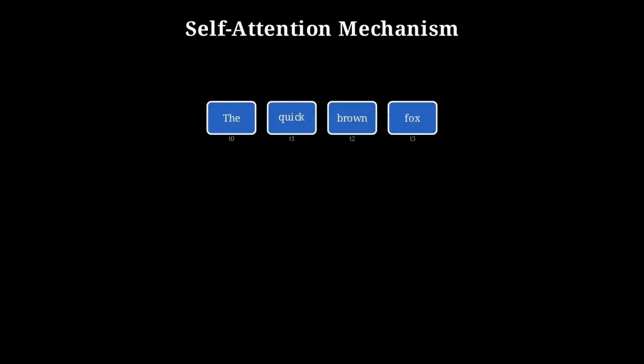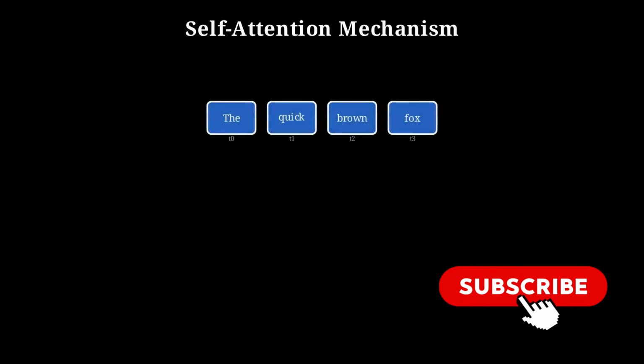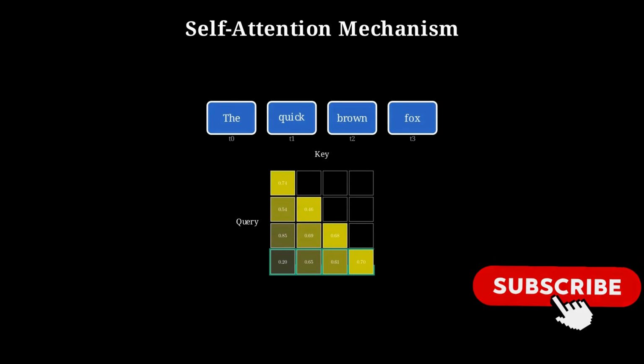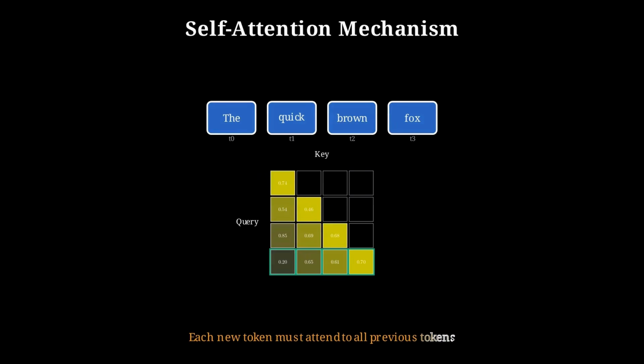Here's how attention works with 4 tokens. The quick brown fox. Each cell shows how much one token attends to another. Notice the causal mask. Tokens can only attend to previous tokens, not future ones. When we generate token 4, we need to compute attention across all previous tokens. That's the expensive part. But here's what KV cache realizes. We already computed the keys and values for tokens 1, 2, and 3. Why throw them away? Let's walk through a concrete example.